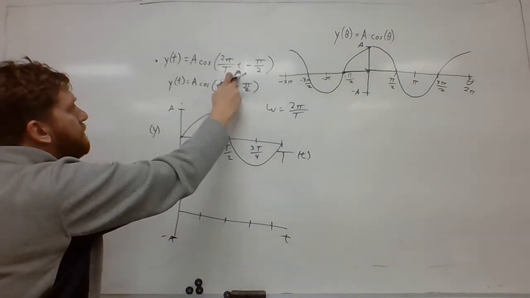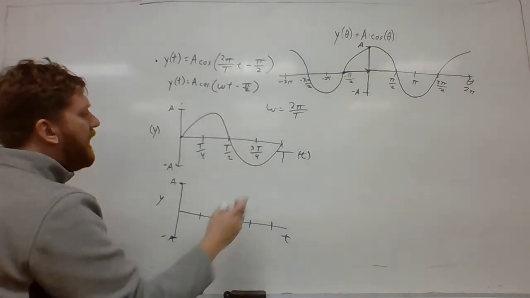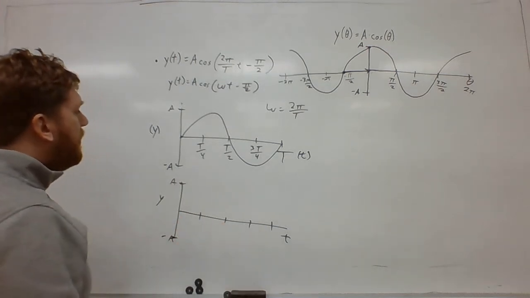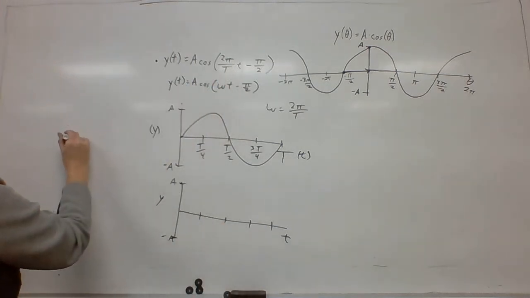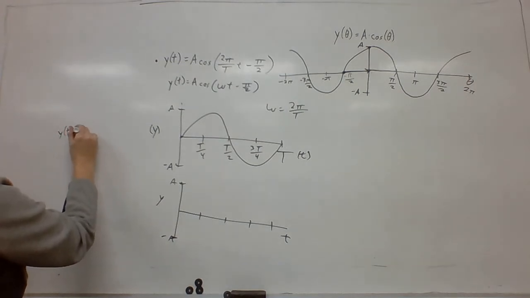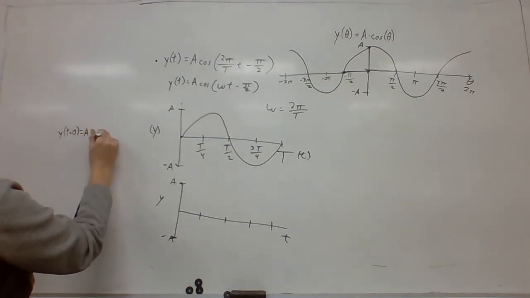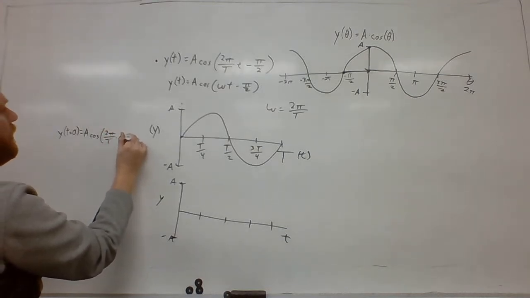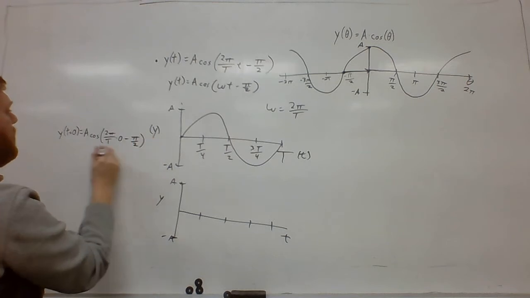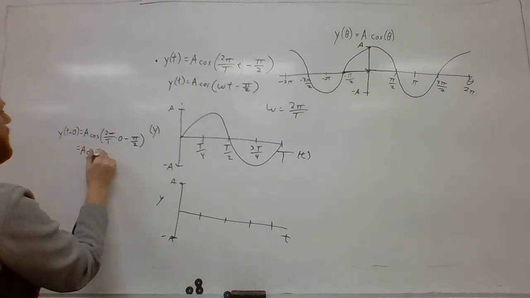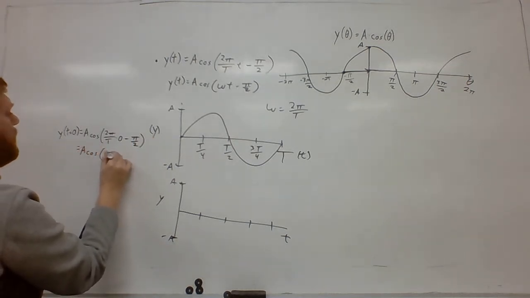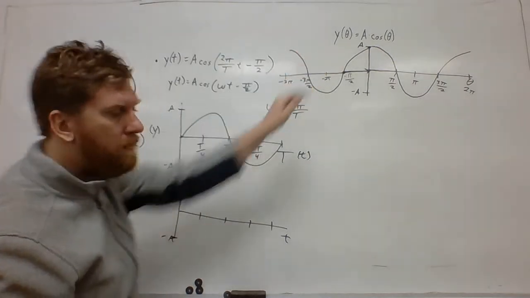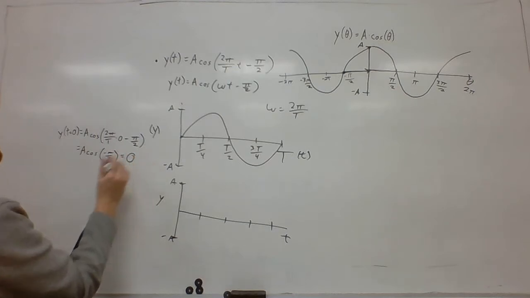Let's plug in times so that we can figure out what the value of y is at each different time. We can plug in time equals 0. So y of t equals 0 is equal to a cosine of 2 pi over the period times 0 minus pi over 2, equals a cosine of minus pi over 2. Cosine of minus pi over 2 is equal to 0, and so this is just equal to 0.